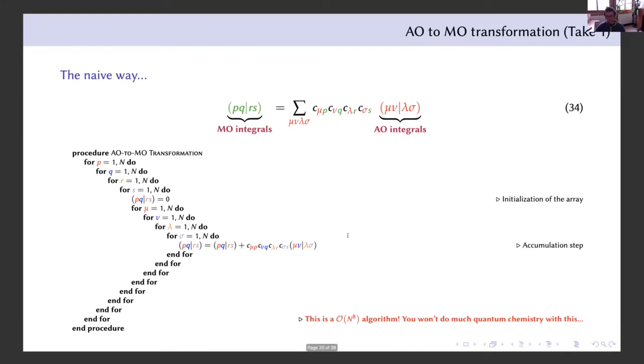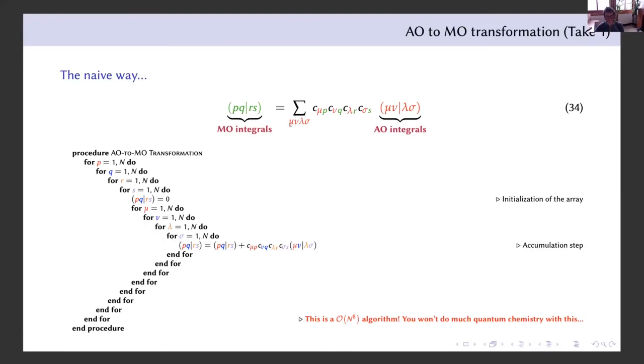So why is that? Because if I write down the expression of MO integrals (pq|rs), the general one, in terms of the AO integrals, I'm going to write it down as a sum over mu lambda nu sigma, C mu p, C nu q, C lambda r, C sigma s, times the AO integral. And here you should scream very, very loud. Please don't do it, but you should.